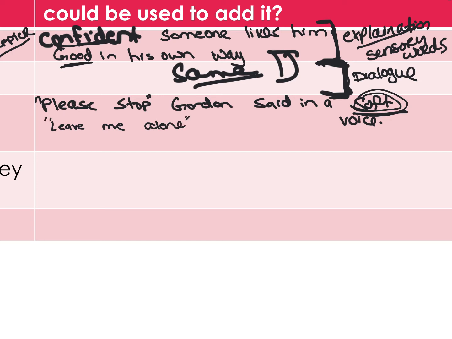And how would your tagline read? Tagline is the part that comes after the dialogue that says who said it. So in the first one, the tagline was, Gordon said in a soft voice. So for this one, leave me alone, what would the tagline be?